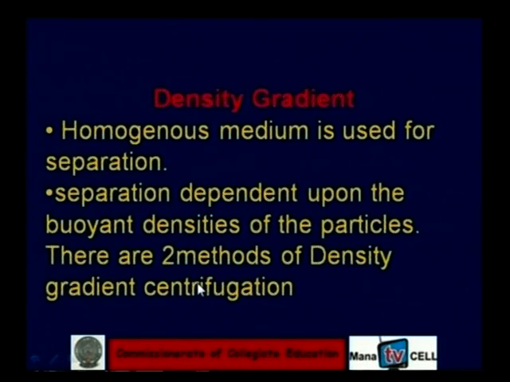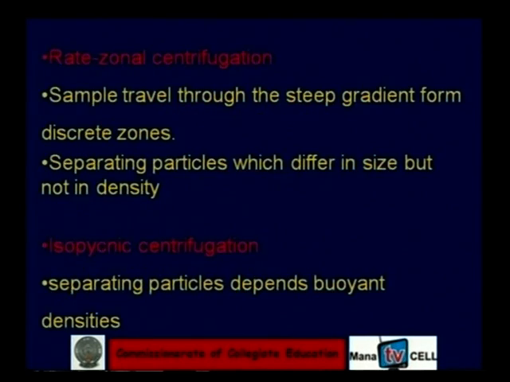The next one is density gradient centrifugation. Dear friends, in density gradient centrifugation, a gradient of different densities is mainly taken. Basically, there are two methods of density gradient centrifugation. The first one is rate zonal centrifugation and the second one is isopycnic centrifugation. Rate zonal centrifugation is mainly based upon the size of the particle, but not the densities. Here, usually the cell components are separated in the form of discrete zones. The next one is isopycnic centrifugation. Here the separation mainly depends upon the buoyant densities.